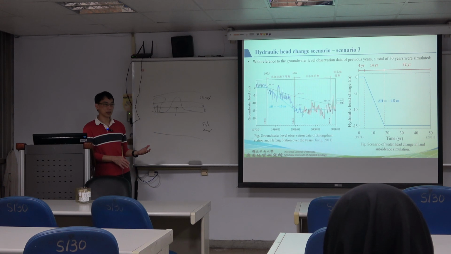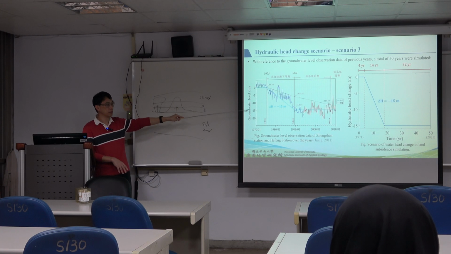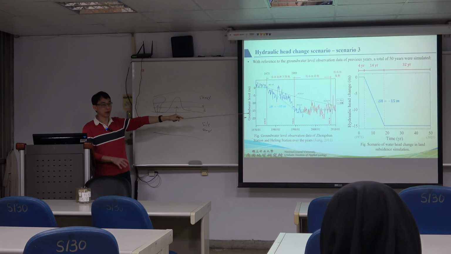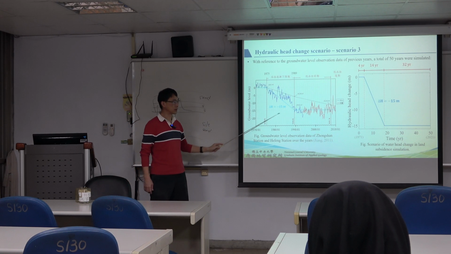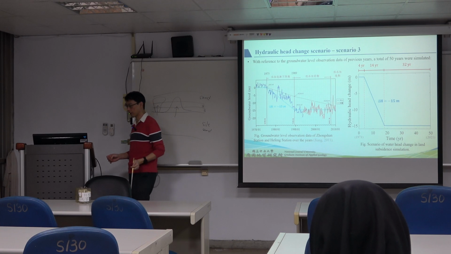So if you would like the system to reach a steady state condition, it takes hundreds of years, even thousands of years. Even though we have a 15 meter decline, the aquifer system is stable, but the aquitard system is not stable. That's the main reason we can see the compaction continuously. Okay.